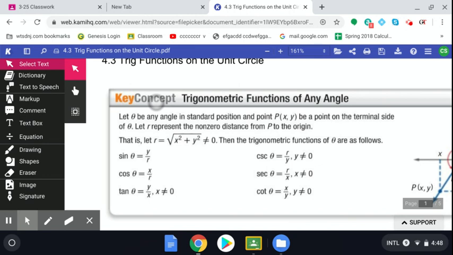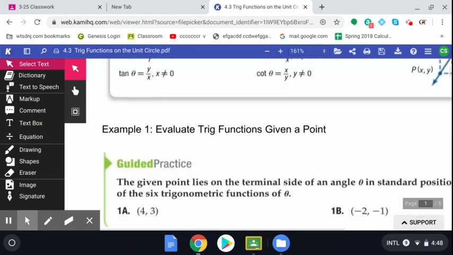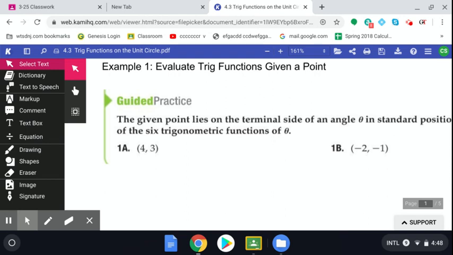Okay, so it says let theta be any angle in standard position, meaning you're going to start at that positive x-axis, and point P with coordinates x, y be a point on the terminal side of theta. Let R represent the non-zero distance from P to the origin. It sounds very complicated here. It really is not. I think the best thing for me to do is just to go straight to the examples.